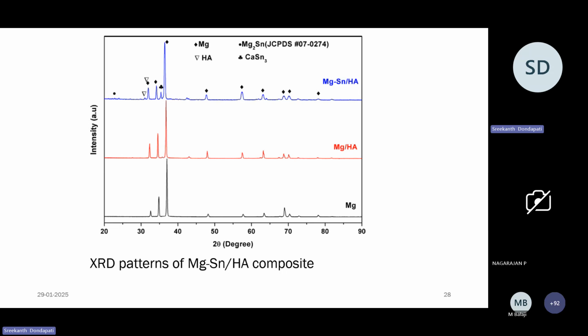Because of the addition of the hydroxyapatite, apart from the Mg2Sn phase, we have also found some other phases, that is CaSn3. That means some part of the hydroxyapatite has dissociated and reacted with tin, and formed the calcium tin intermetallic, which can be seen here. There's an extra peak compared to pure magnesium and magnesium HA. So these are the phase contents of magnesium tin with HA, magnesium with HA, and pure magnesium.